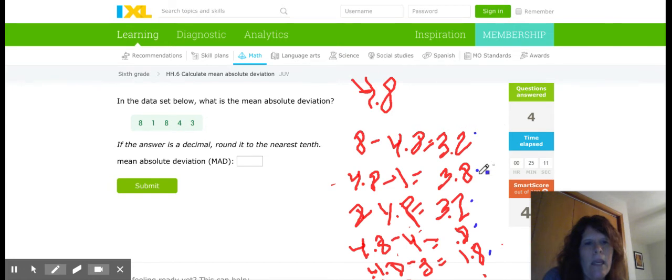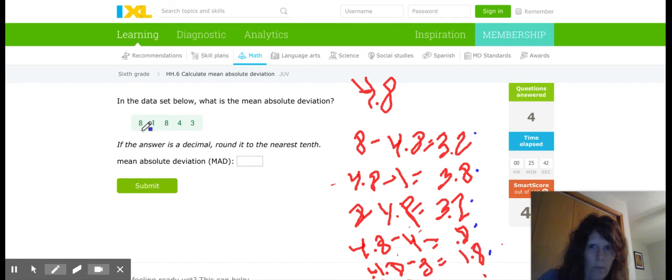You have to add up all your data. So let's add it all up. I'm going to do it too. 3.2, 3.8, 3.2, 0.8, and 1.8. Okay, so 10, 20, 28, 3, 6, 9, 10, 11, 12. I got 12.8. My total was 12.8 once I added all of these up.